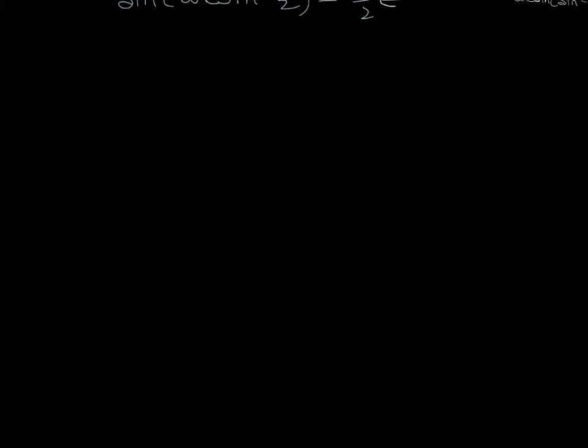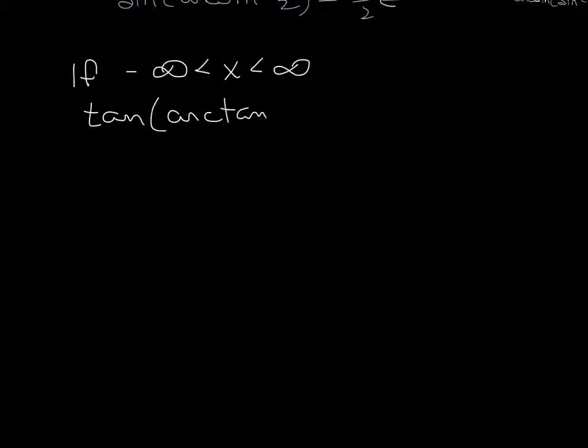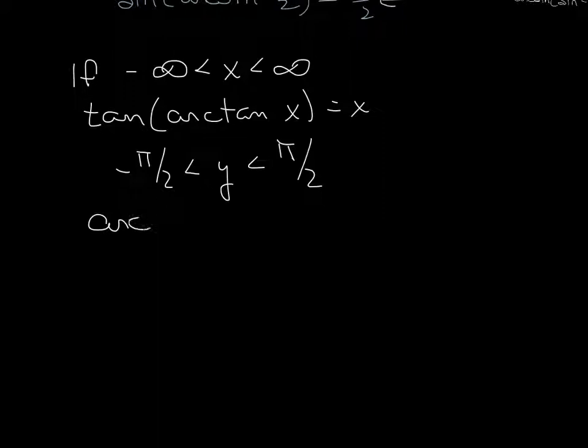Okay, so if we're going to look at the tangent, in this case, if x is between negative and positive infinity, in other words, x can be any real number, then the tangent of the arctan of x is x. So that makes that one pretty easy, as long as x is a real number. And if negative pi over 2 is less than y, which is less than pi over 2, then the arctan of the tangent of y equals y.